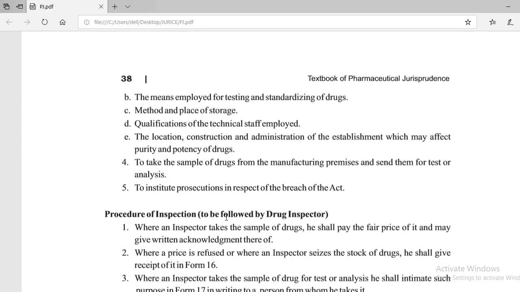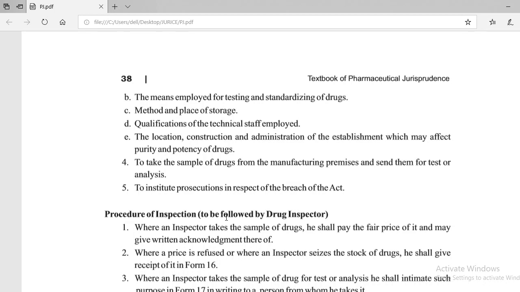So no company can hire personnel who are not qualified to synthesize the drugs. Then what else will he inspect? The location, construction and administration of the establishment which may affect purity and potency of drug. This is very simple, no need to explain.